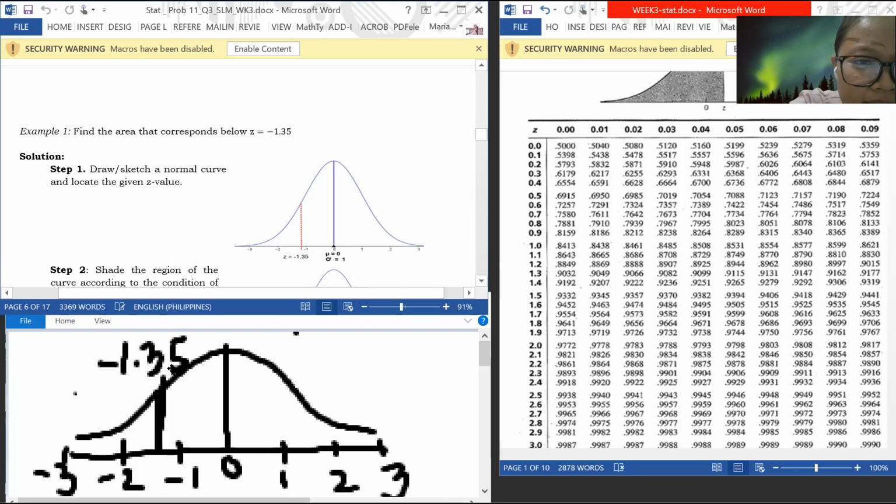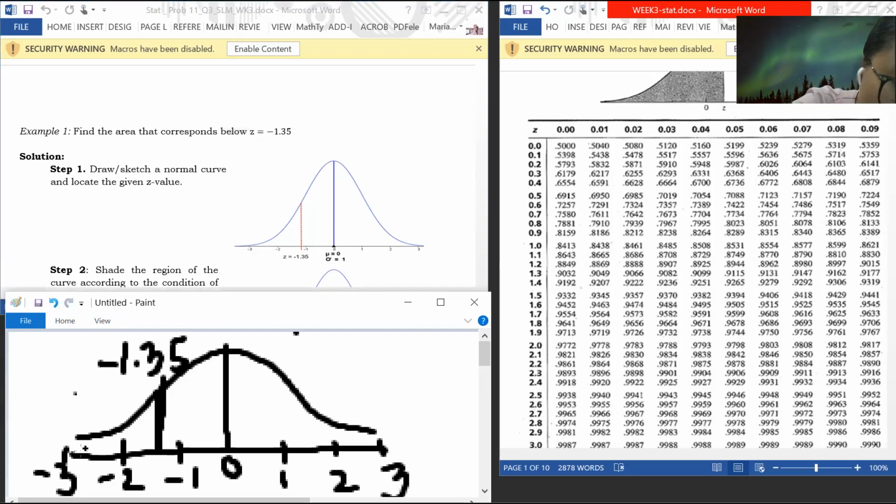The next step: it is very important that the problem says below. So below means to your left. The region or area we are looking for is below, so we shade to the left. If it said above, it would be the opposite. If it says below, then it is to the left. If it says above, to the right.